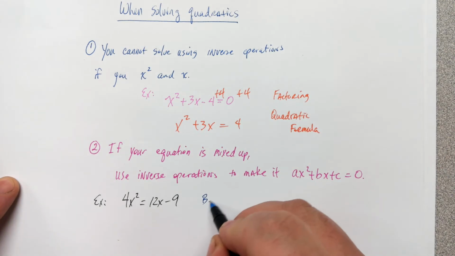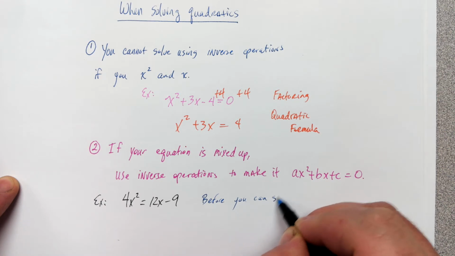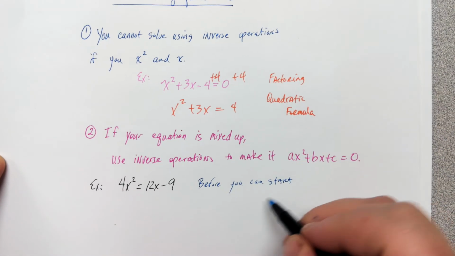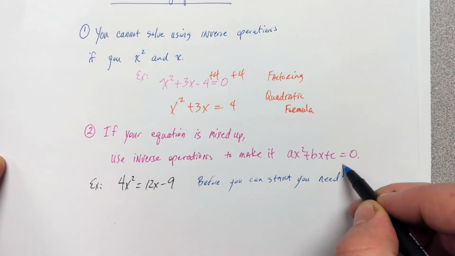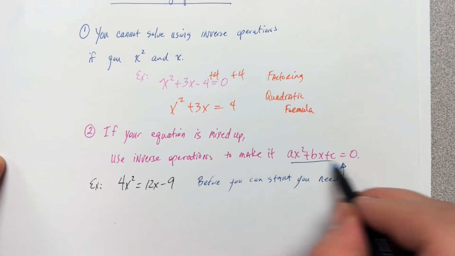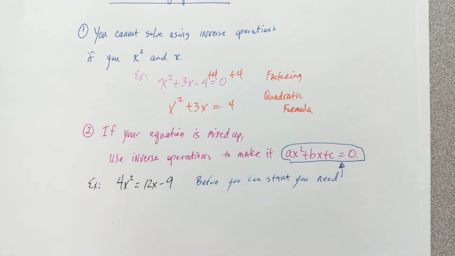So before you can start, you need it to be like that. This has to be like that. And then it's like, oh God, I'm just going to quit now. I don't know how to do that. Yes, you do. Calm down, silly. We got this. We got this.